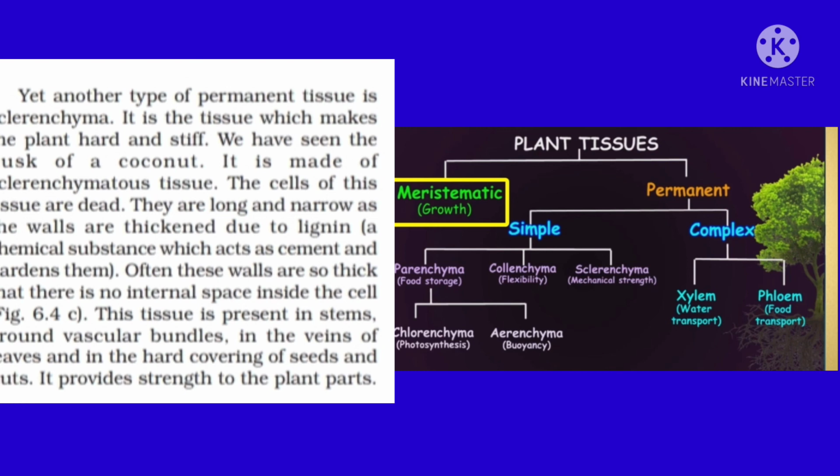The function of parenchyma permanent tissue is to provide support to the plant and also help the plant to store food. Collenchyma tissue gives flexibility to the plant as well as mechanical support. And sclerenchyma tissue makes the plant hard and stiff, only providing mechanical strength.